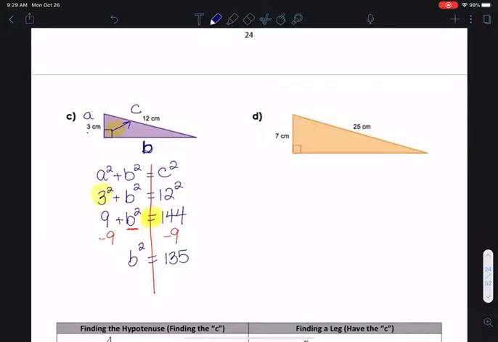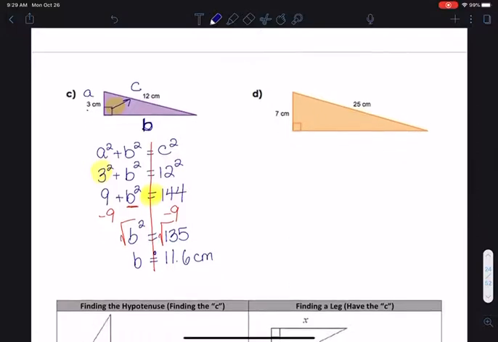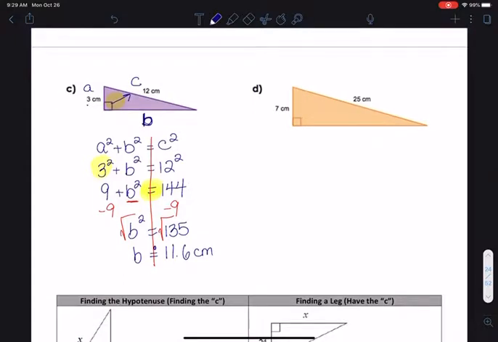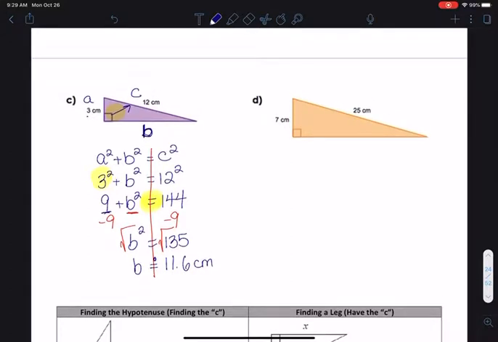Now I want to get b by itself, so I'm going to undo the square, which means I'm going to do the square root of both sides. And I get b is equal to the square root of 135, which is approximately 11.6. And again, that's centimeters. So notice this time we had to undo the equation. We had to get rid of the 9 on the left-hand side before taking the square root. So let's do another one like that. If you want, you can pause it and try it on your own.